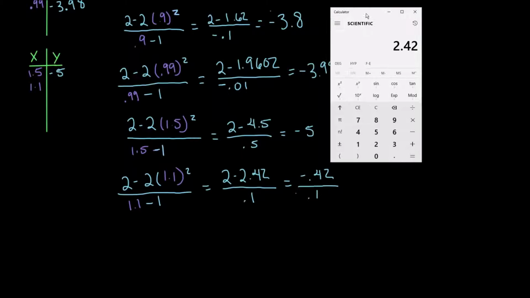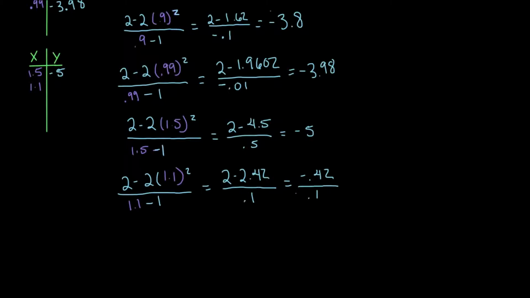So let's see what that is. And this will show you how I got from here to here. Let me just go ahead and show you. 2 minus 2.42 is negative 0.42, divided by 0.1, which is negative 4.2.